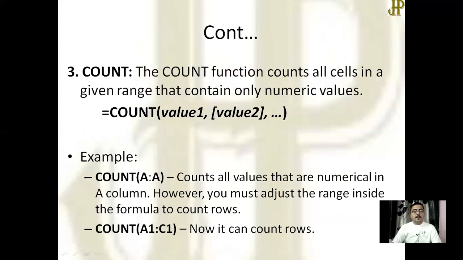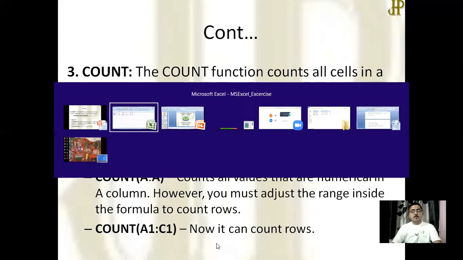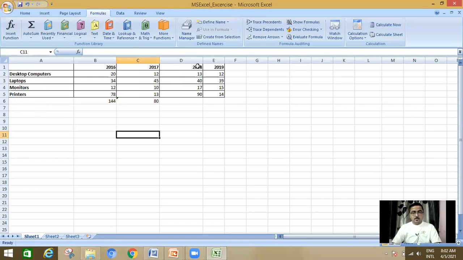Clear? Next one is count. As the name suggests, the count function counts all cells in a given range that contain only numeric values. If they have numeric values, then it counts the number of cells. So how? For example, I have to calculate this one. How many cells are there? So I have to give, for example, I have written over here.